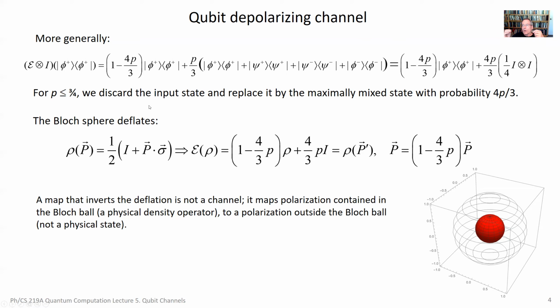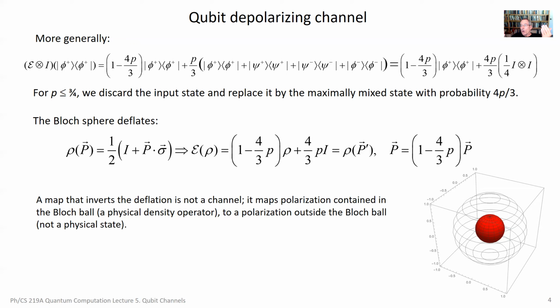So in the case where p is no larger than 3/4, we can think about our depolarizing channel in the following way. It's just as though, before I said, well, we either do nothing or we apply X or we apply Y or we apply Z, each with equal probability.